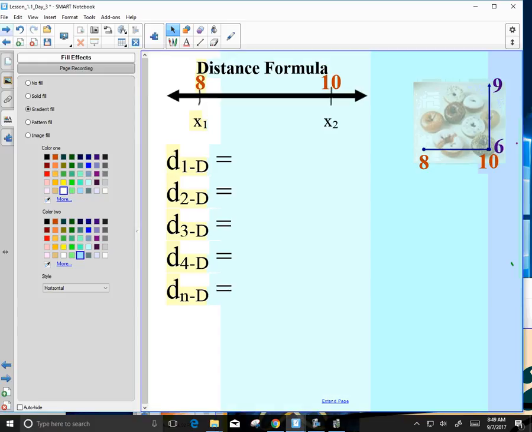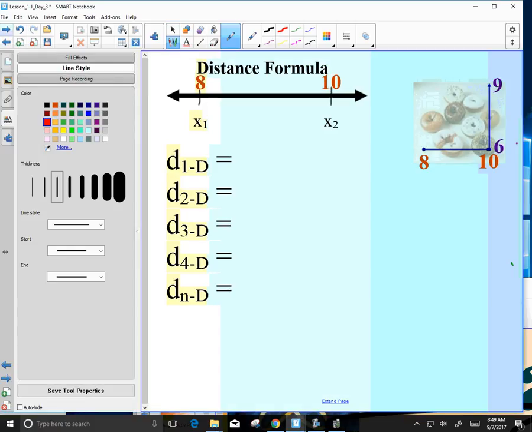Let's talk about distance formula. So if I have a number line and I want to go from 8 to 10, how far is that apart? 8 and 10. 2, right? So what we do is we take 10, or x2, minus x1. Do you agree that's how you find the distance on a line?